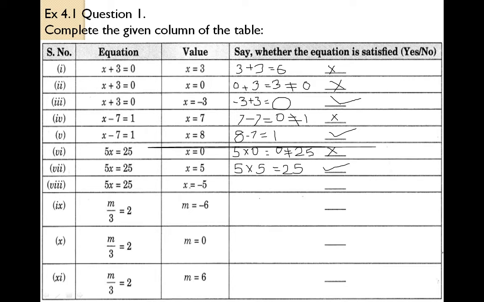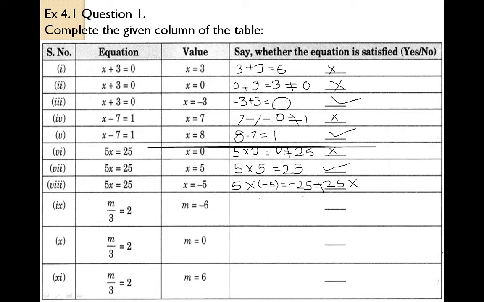If we put the value of x as negative 5, so 5 into, in brackets, negative 5. So 5 fives are 25, but it has different signs. While multiplying, when both integers carry different signs, we have to give a negative sign, that is negative 25, which is not equal to 25. So this equation is not satisfied.